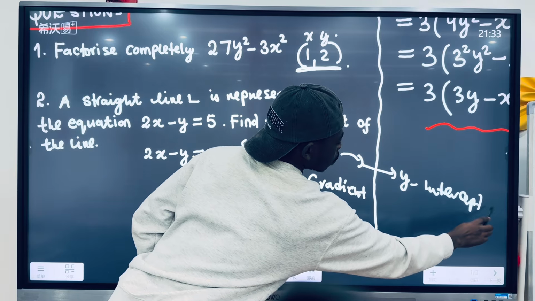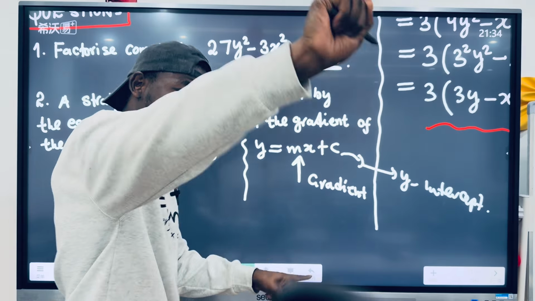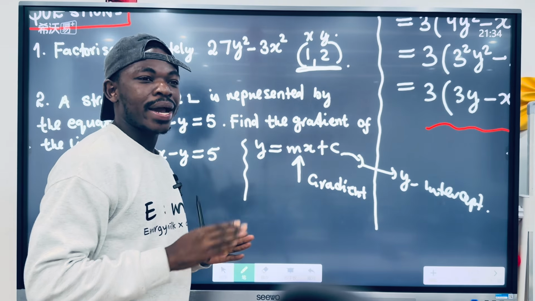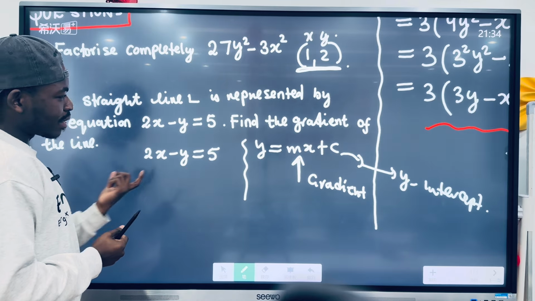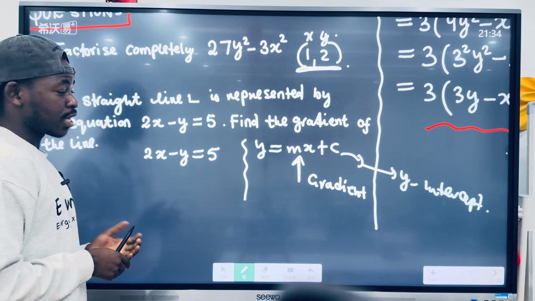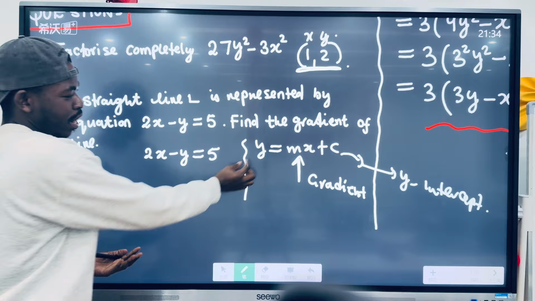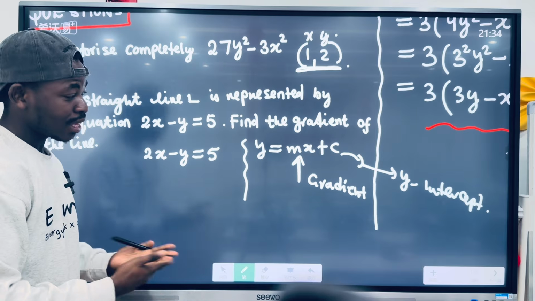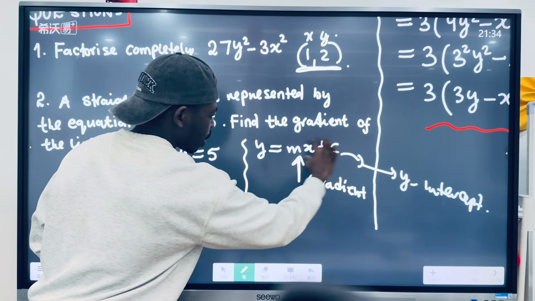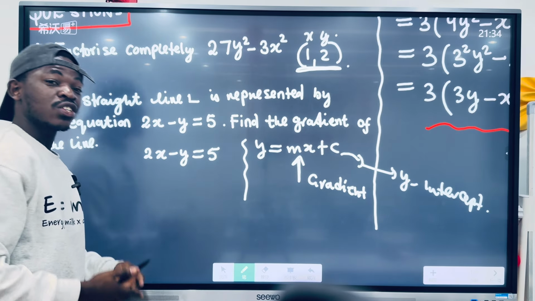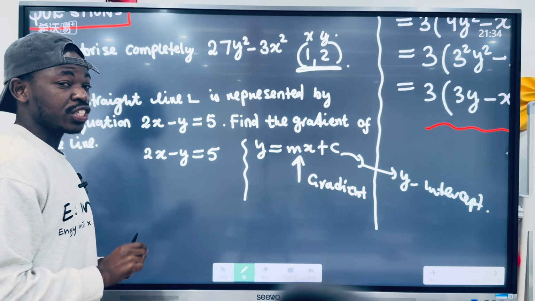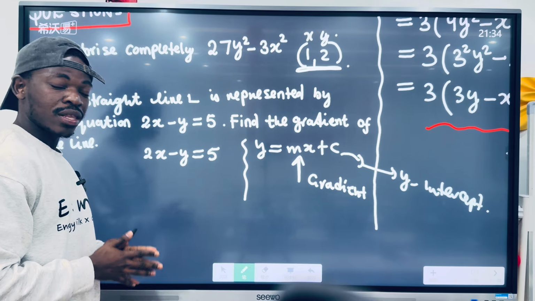Y-intercept. It shows where the line cuts the y-axis, where it passes through the y-axis. So for me to find the gradient of this line, because that's what the question is asking, I just need to make sure that y is the subject of the formula. In other words, I want to express my equation in this standard form. Then I'll be able to see what is in front of x. Whatever is in front of x, the coefficient of x, will be the gradient of the straight line.